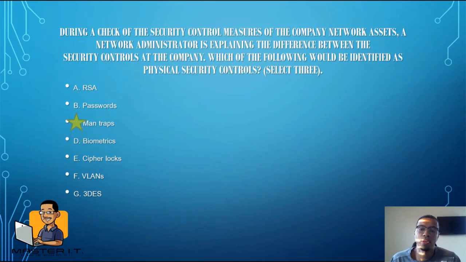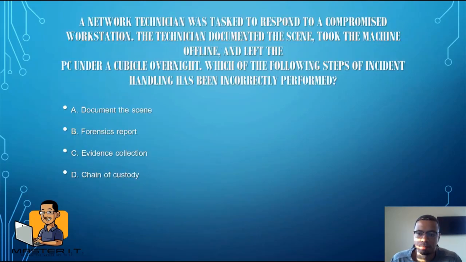Perfect. So a man trap, right? Biometrics, right? And cipher lock. So all those are physical things. Password's not physical. RSA encryption, that's not physical. VLANs aren't physical. 3DES is encryption as well. None of that stuff is physical. So it has to be that answer.